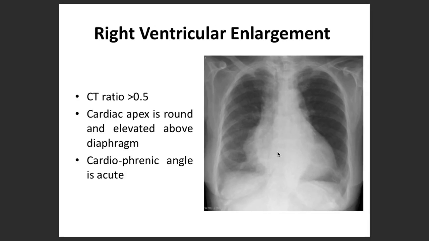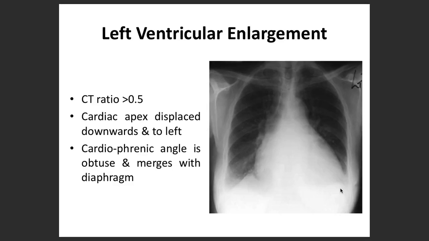If you look carefully, the CT ratio, the cardiothoracic ratio, is definitely enlarged, and the cardiac apex is rounded and also elevated, in fact. And if we look carefully at the cardiophrenic angle, that is also acute, in fact. So that is an indirect sign of right ventricular enlargement.